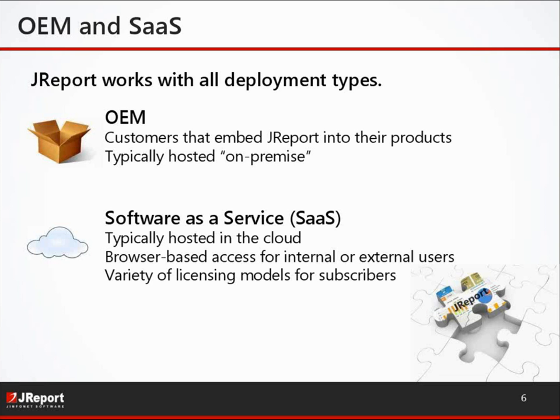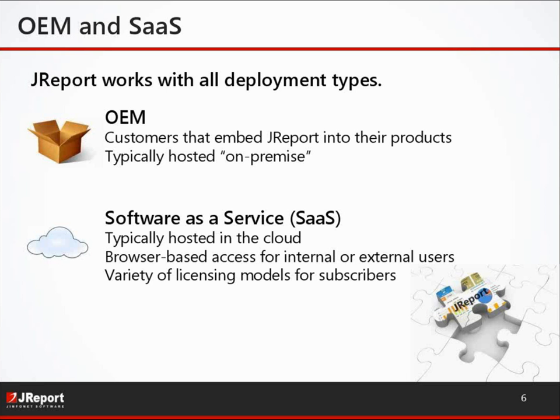For our software as a service customers, who want to provide reporting to their end users, whether internal or external, will typically host JReport on the cloud. It could be their private cloud, their public cloud, or even hybrid, which is a combination of both private and public. These customers then offer their products with JReport embedded in it as a license to their subscribers based on whatever licensing model they choose. So this is all independent of how JReport functions.